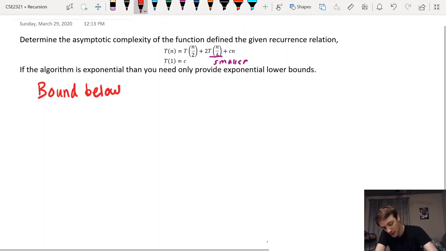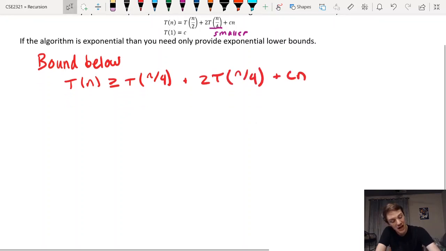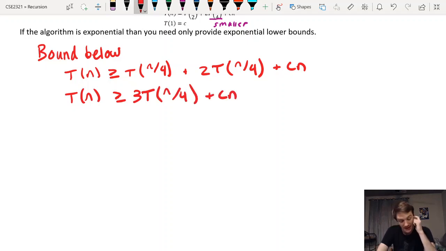So when bounding below, we have T(n) greater than or equal to, replace the T(n/2) with a T(n/4), plus 2T(n/4) plus cn. And I'm actually not going to drop the cn in this problem. So we have T(n) greater than or equal to 3T(n/4) plus cn. And now we need to analyze this algorithm and see what happens.